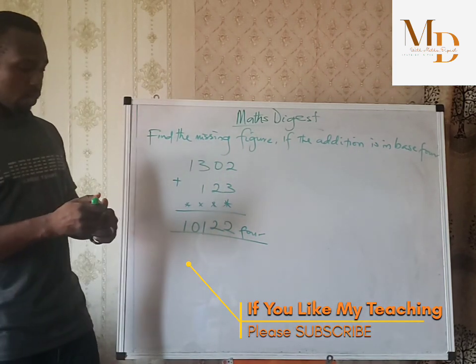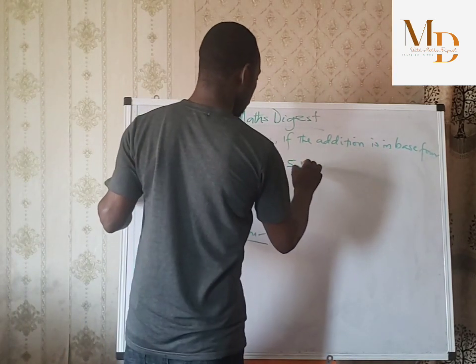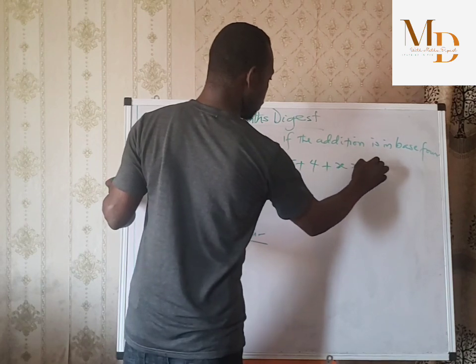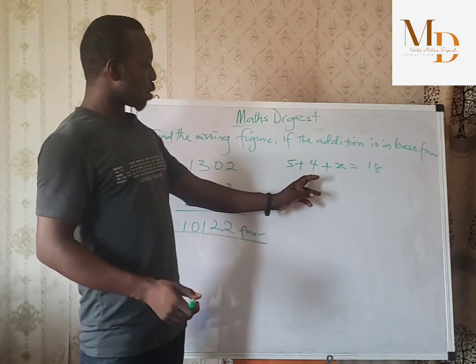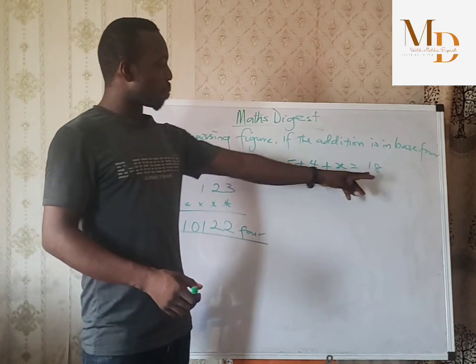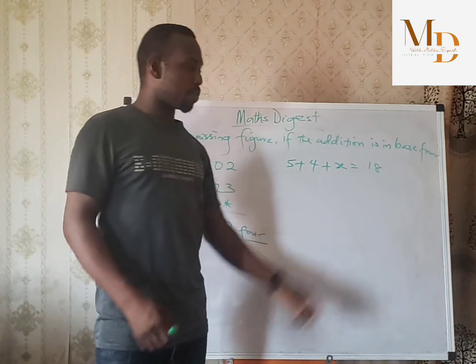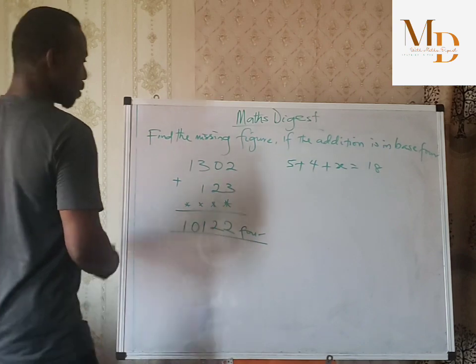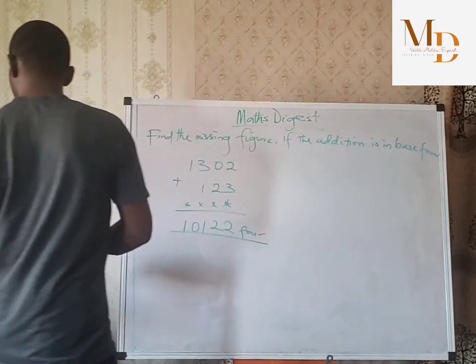Okay, now in your normal mathematics, if they say 5 plus 4 plus a number is equal to 18, what you actually do is add these two, then subtract the sum from this 18, and you get the variable, the unknown. So the same thing is going to apply here. We're going to apply the same thing here.